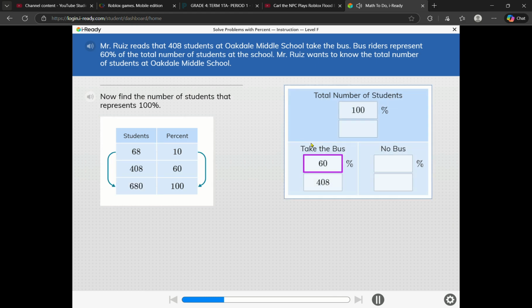60% of the total number of students is 408 students, so the total number of students in the school is 680. 60% of 680 is 408.